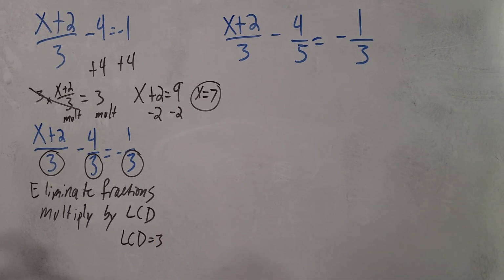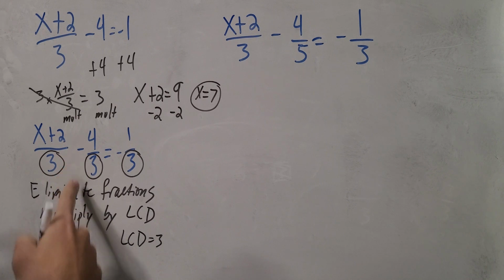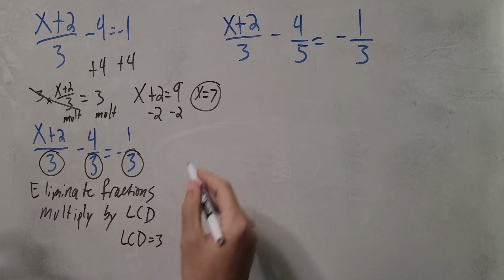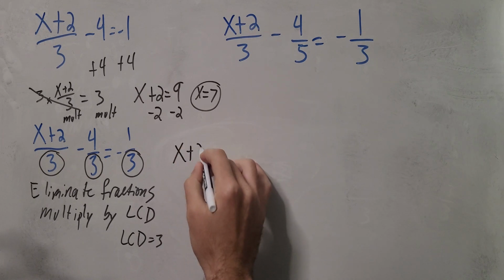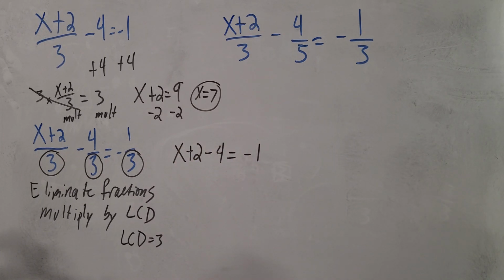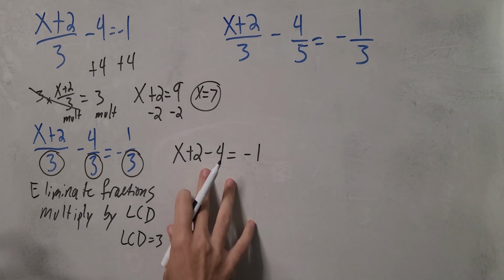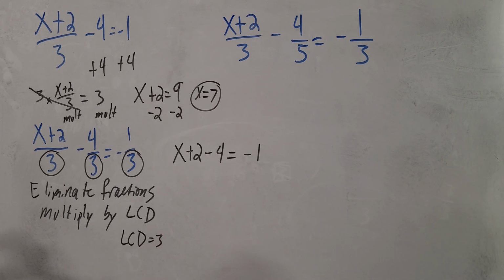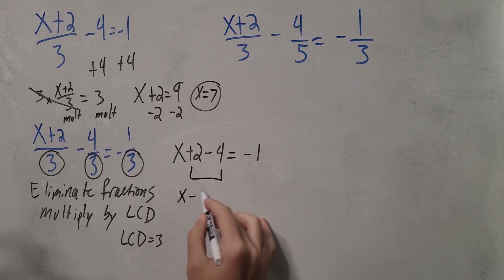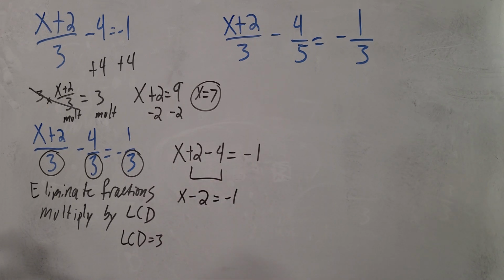So I'm going to rewrite this equation one more time, but I'm going to have done the multiplication of the equation by 3. So we're just left with x plus 2 minus 4 equals a negative 1. Okay? And so now this equation is so much easier to tackle. So we could combine the 2 and the 4, giving us x minus 2 equals negative 1. And now I could add 2 to both sides. So x equals a positive 1.